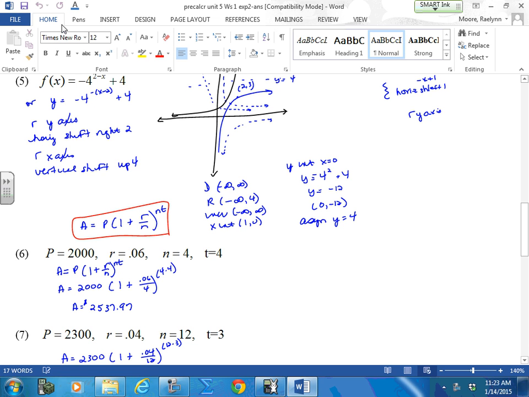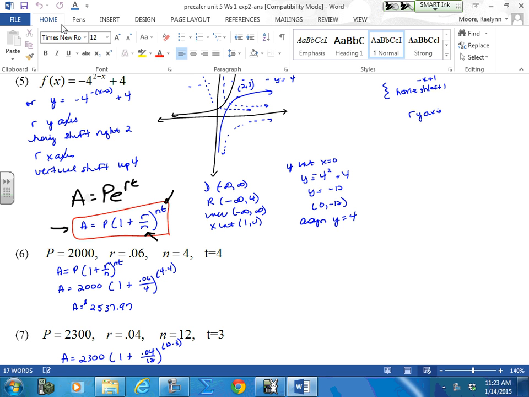Regular compounding formula, and you have PERC. PERC is when you're compounding continuously. When you compound annually, biannually, monthly, daily, we're going to use this one. And N is how many times a year you compound. That's not the time. Time is different.